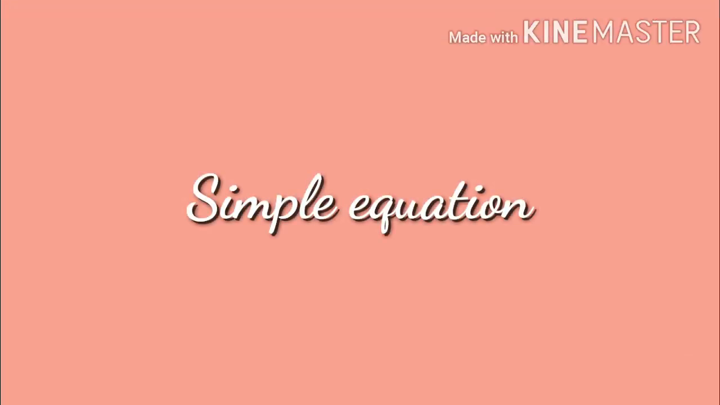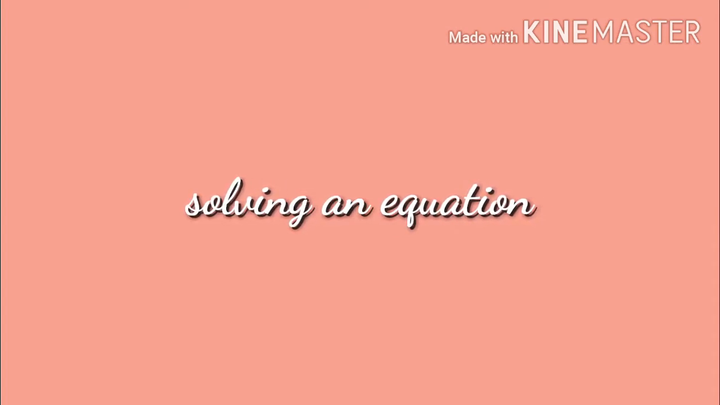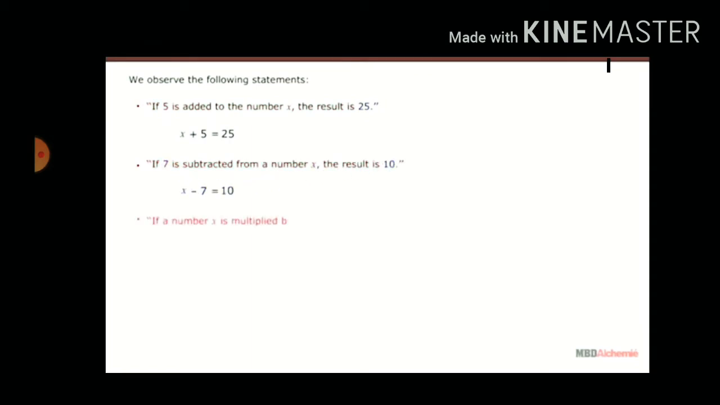Now let us move to the next section, in which we'll know more details about simple equations and mainly about the steps involved in solving an equation, right? So in solving an equation, what all steps are required? Here are the basic 4 steps. Observe the following statements. If 5 is added to the number x, the result is 25. If 7 is subtracted from a number x, the result is 10. If a number x is multiplied by 8, the result is 48. If a number x is divided by 10, the result is 7.